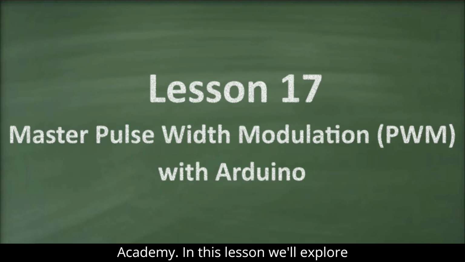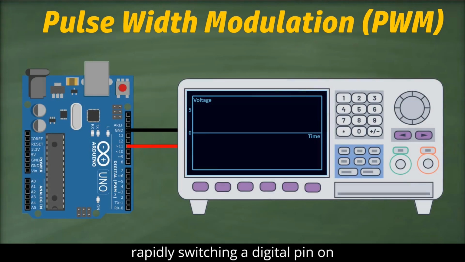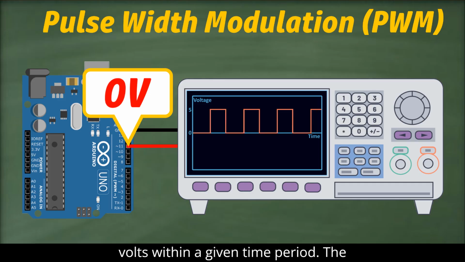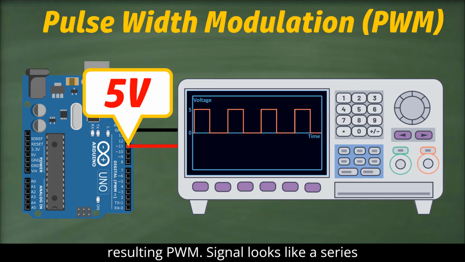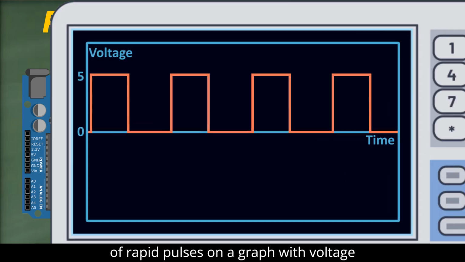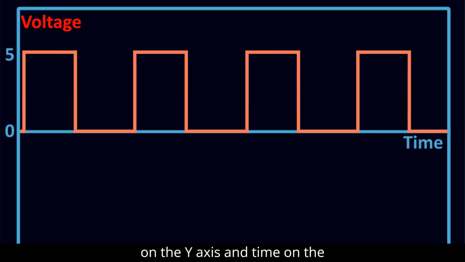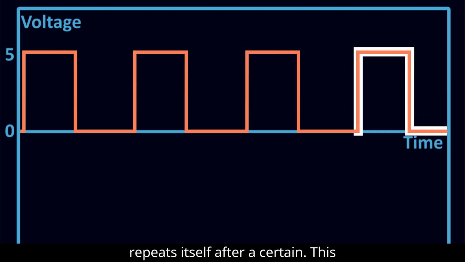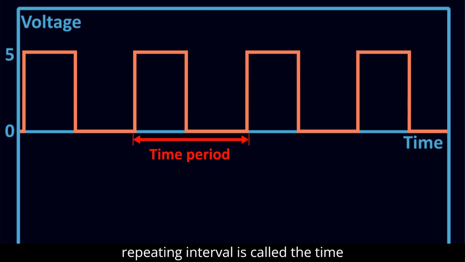In this lesson, we'll explore Pulse Width Modulation, PWM, what it is, how it works, and how Arduino can generate PWM signals. PWM works by rapidly switching a digital pin on, outputting 5 volts, and off, outputting 0 volts within a given time period. The resulting PWM signal looks like a series of rapid pulses. On a graph with voltage on the y-axis and time on the x-axis, you will notice that the signal repeats itself after a certain period. This repeating interval is called the time period.